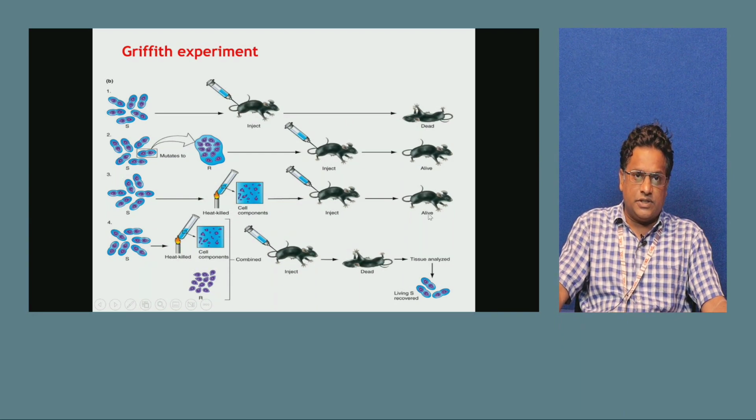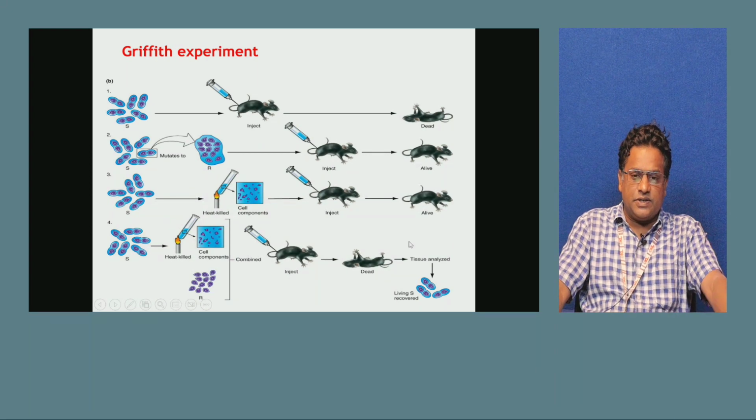But what actually was the testing was when he took smooth strains and combined them with the rough strains. So what he found was really intriguing. Once he injected it along with smooth strain and rough strains, he saw the mouse to be dead. So what's happening when he is using smooth strain and rough strain? The mouse is dead. When he isolated from the dead mouse and did some histological study including tissue analysis, he found that live S strains were recovered.